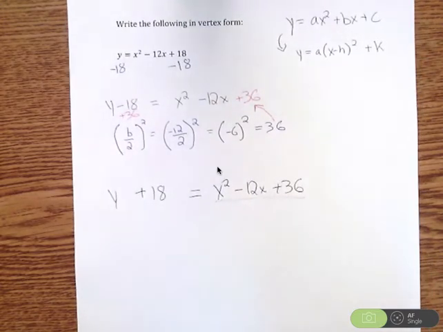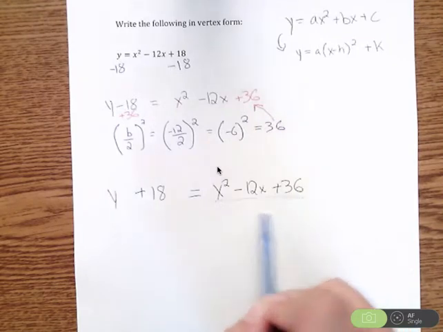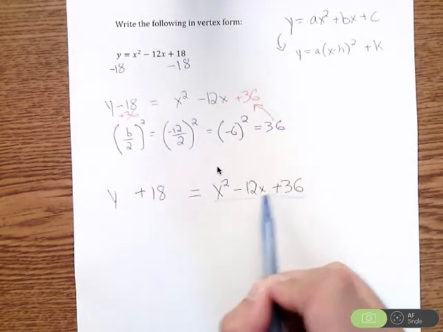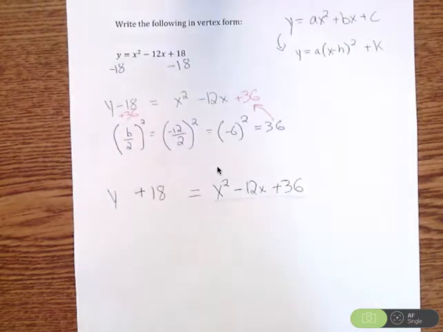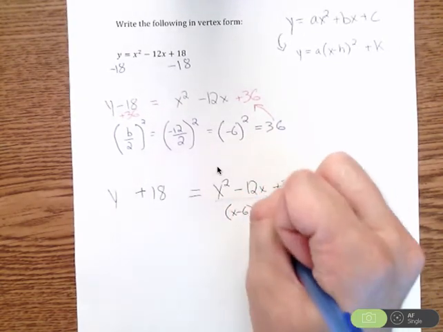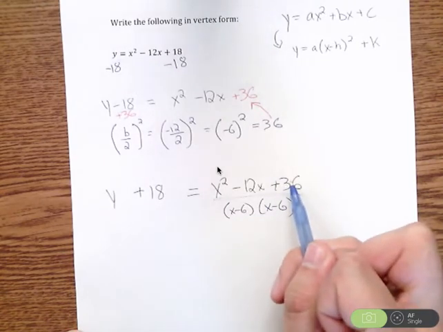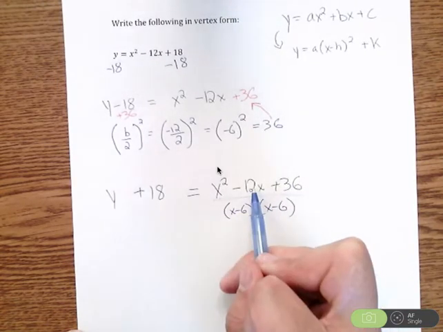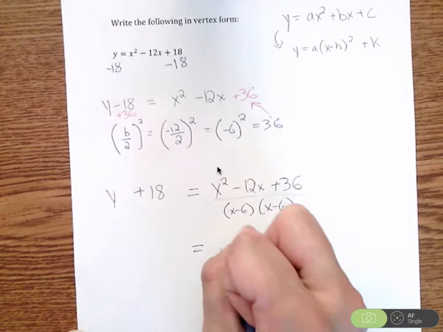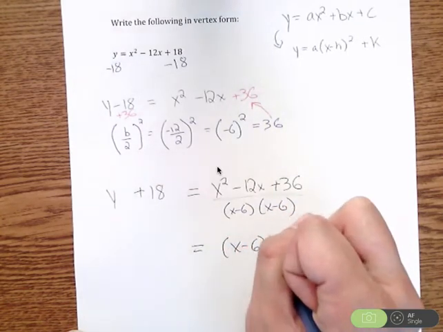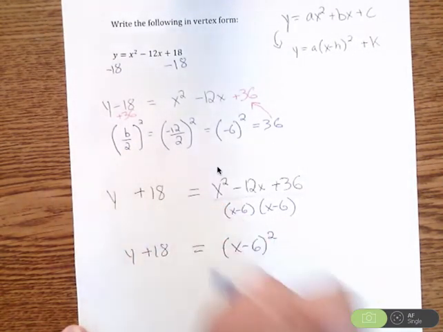I'm going to look for two numbers that multiply to positive 36, but when I add them together, I get negative 12. So if I do x minus 6 and x minus 6, negative 6 and negative 6, multiplied together you get 36, and added together you get negative 12. But since these are the same factors, I'm going to write it as (x minus 6) squared. On the left side, I still have that y plus 18.